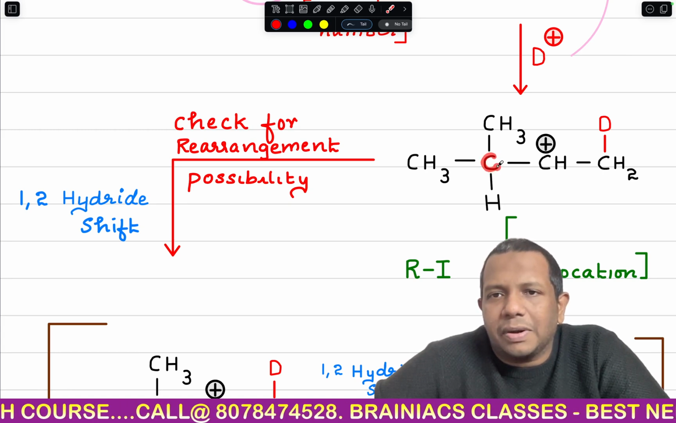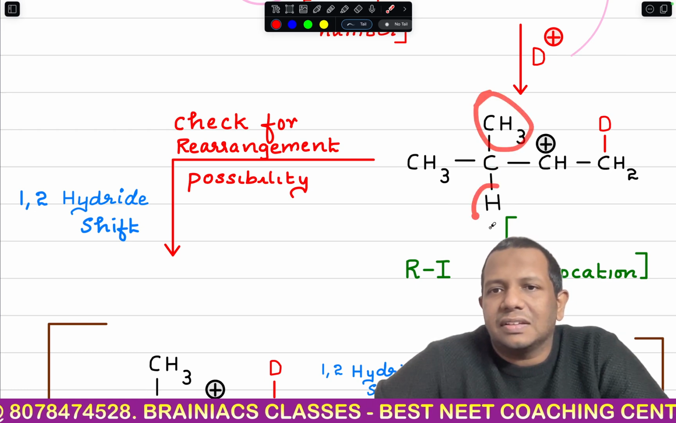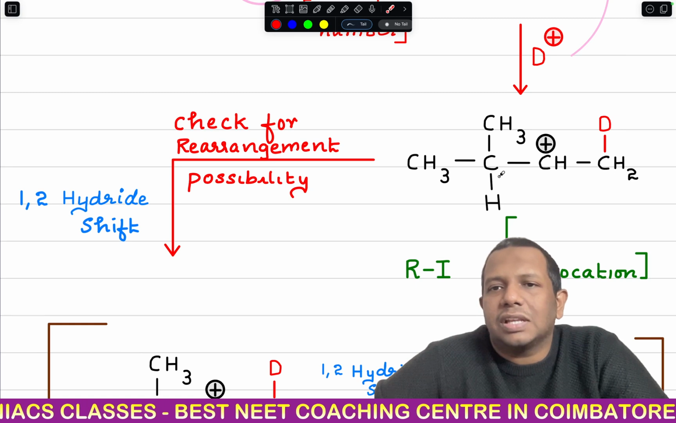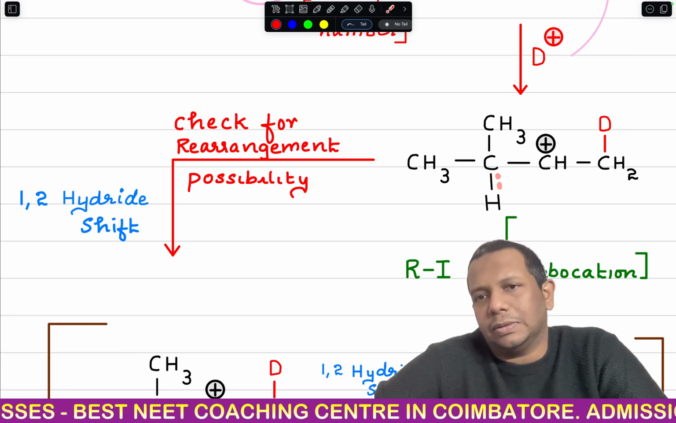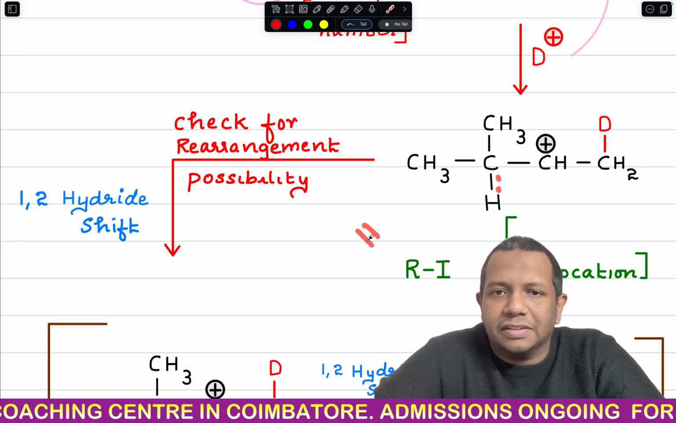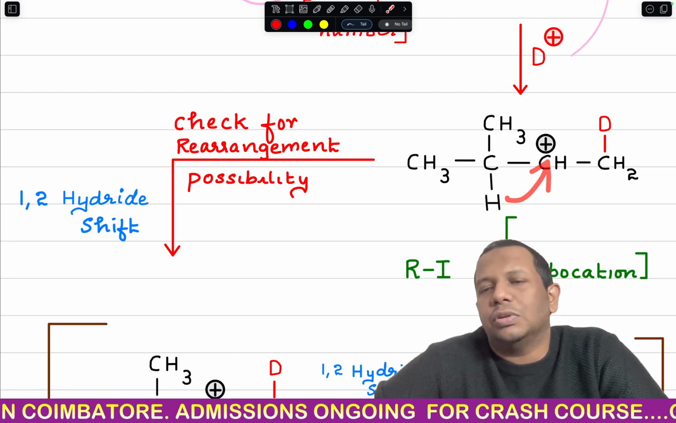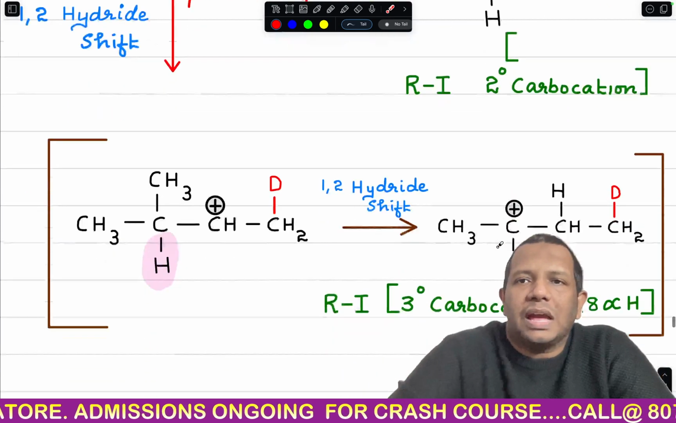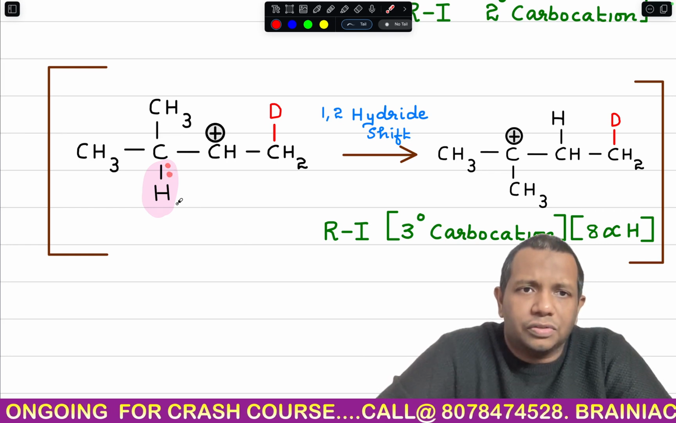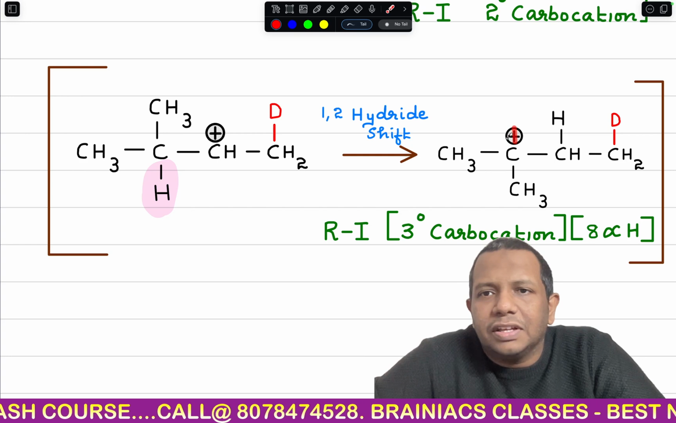This particular carbon has 3 groups. One is a CH3, another is a CH3, and another is a hydrogen. So always when hydrogen is present along with the CH3, the hydride shift will dominate. Okay, because hydride is a strong nucleophile, H minus is a strong nucleophile. So it can easily go and attack the positive site. So how will that happen? Listen. The hydrogen with its pair of electrons will migrate towards this particular site, so that the deficiency comes here.